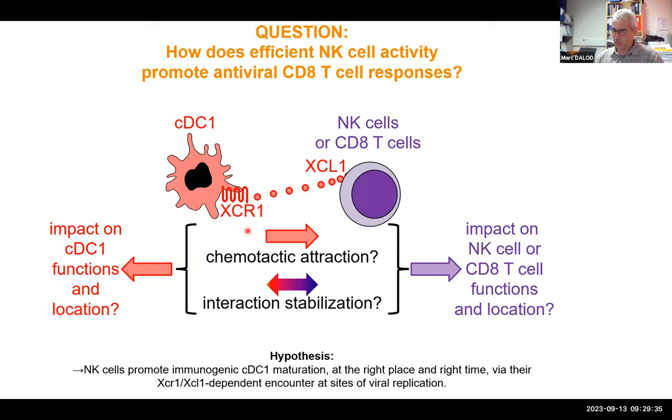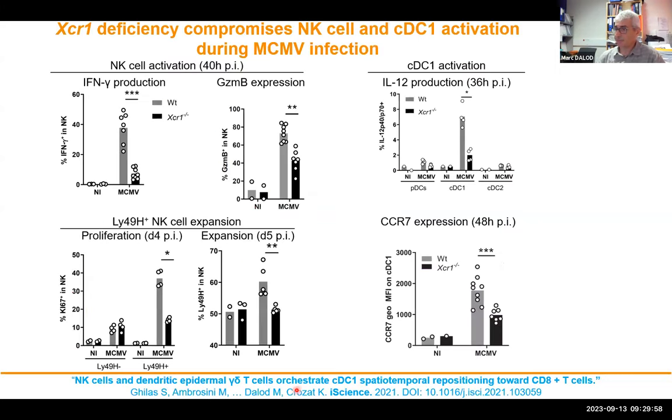So we decided to look at the function of XCR1 in this system and the function of cDC1, and look whether cDC1 were the link between efficient NK cell response and efficient CD8 T cell response. So our hypothesis was that NK cells could promote immunogenic cDC1 maturation at the right place and the right time via XCR1, XCL1 dependent encounter with cDC1 at sites of viral replication.